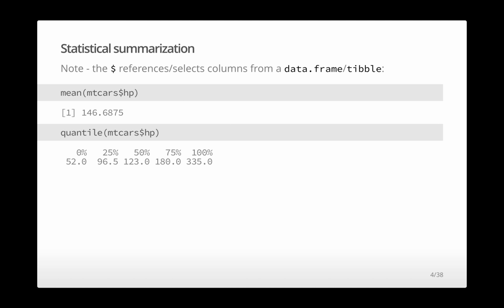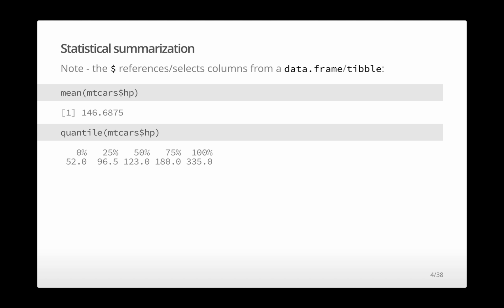All right, mean. Just pass in a vector. How do we get a vector? Take mtcars. Take the dollar sign operator. Get HP. Mean horsepower. 146. 146 horsepower, right? So again, dollar sign grabs the horsepower. Mean gives you the mean of those values.